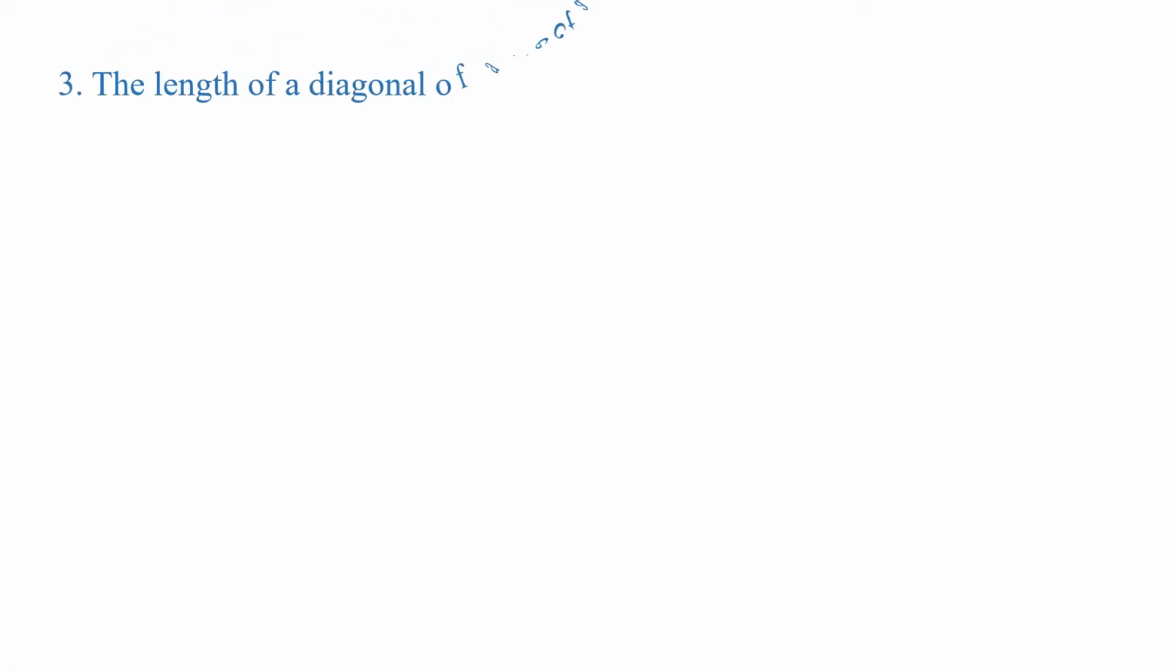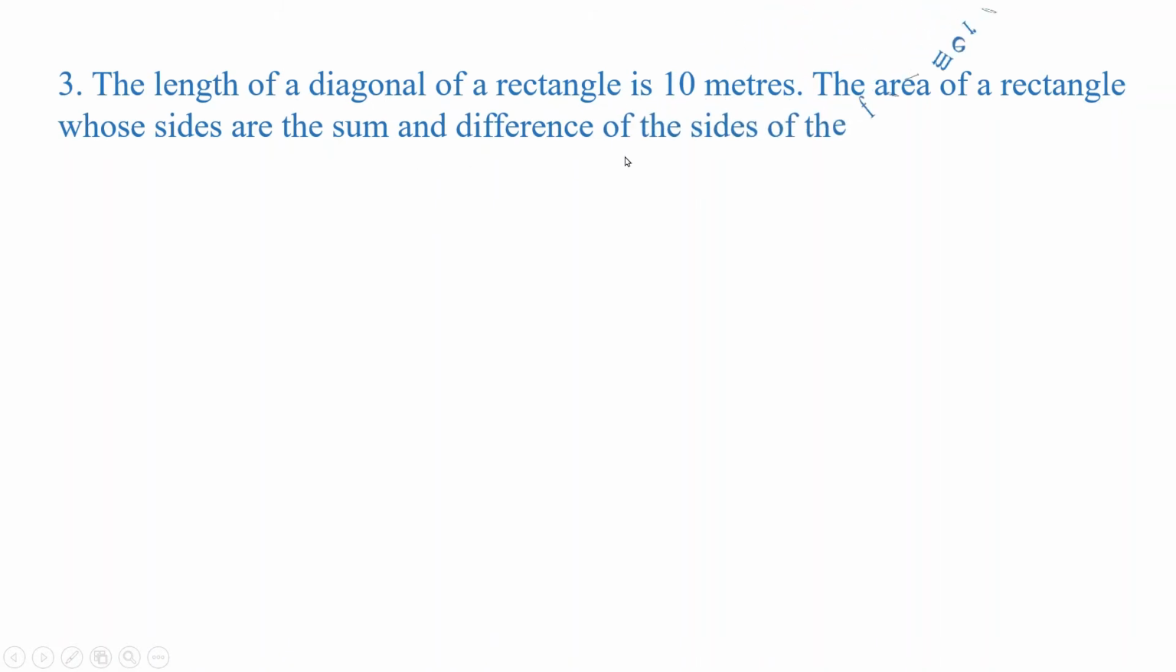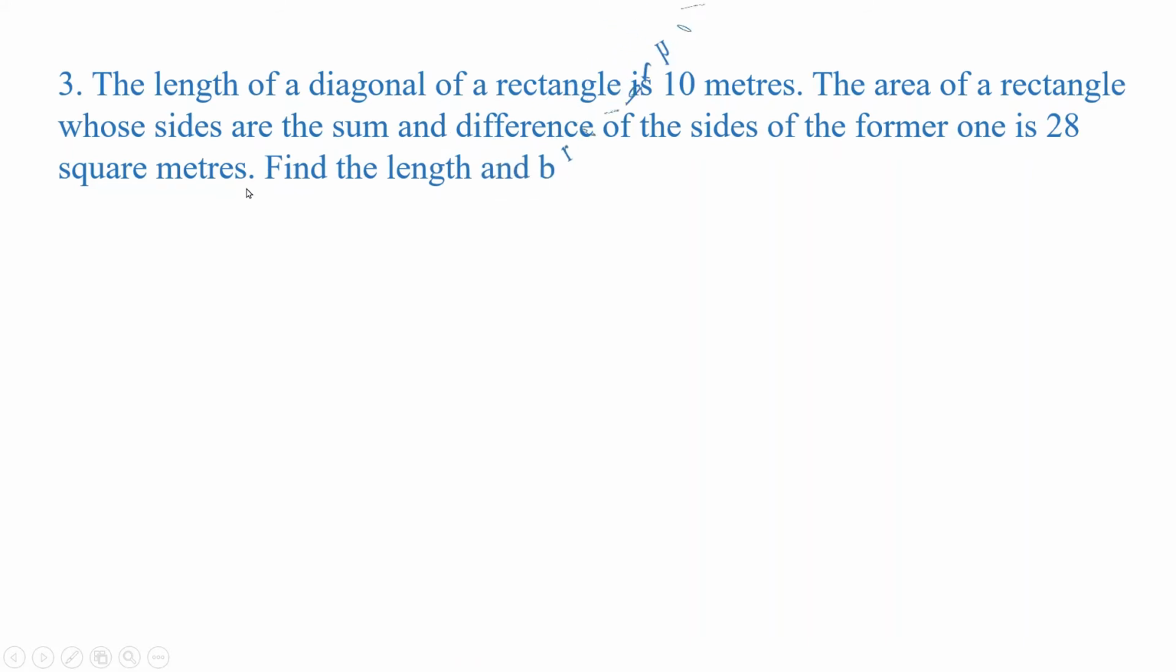Problem 3. The length of a diagonal of a rectangle is 10 meters. The area of a rectangle whose sides are the sum and difference of the sides of the former one is 28 square meters. Find the length and breadth of the former rectangle.